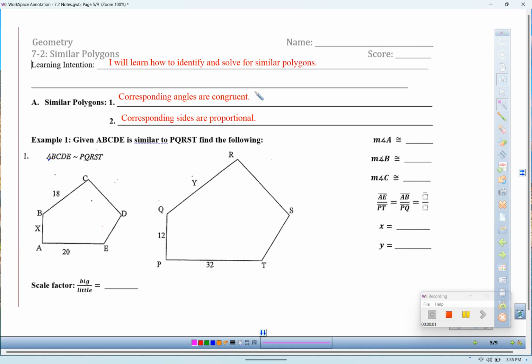All right, so let's talk about similar polygons. In order for two polygons to be similar, they must have what I have here. One, corresponding angles must be congruent, or the same. So they might be different sizes, but the angles will be the same. And if the angles are the same, we know that the corresponding sides are proportional. We're going to be using a scale factor to find those sides, and I'm just going to go ahead and make a note of that now, but we're going to learn about that here shortly.